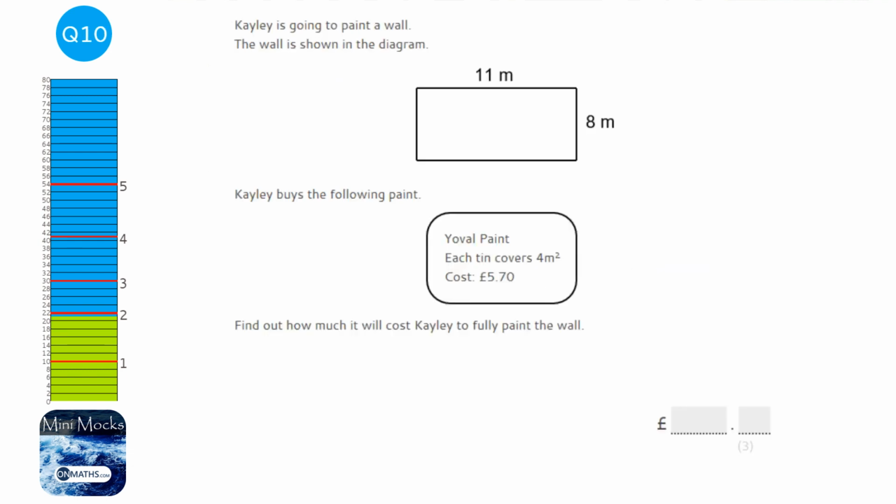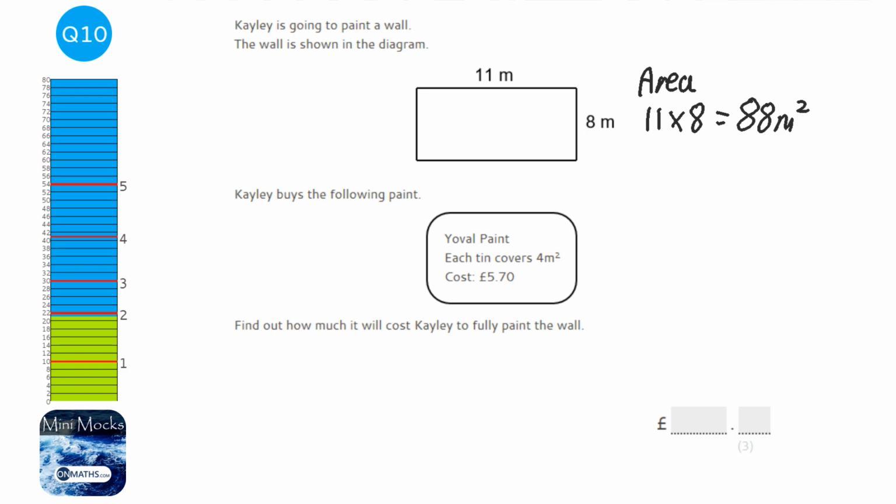Okay, if you want to pause the video now and have a go, otherwise let's get started. So the first thing to do with this question is work out the area of the wall. So I'm just going to show the examiner that I'm doing the area, and I'm going to do the width times the height. So it's 88 meters squared. So we need to get enough paint to cover 88 meters squared.